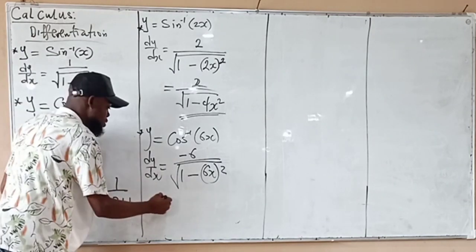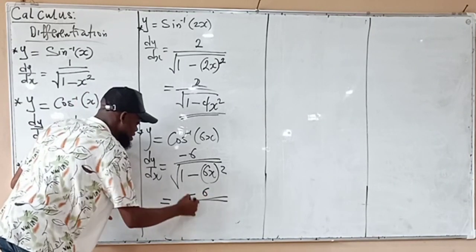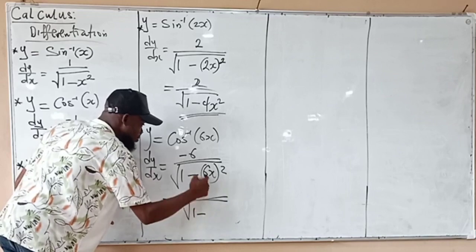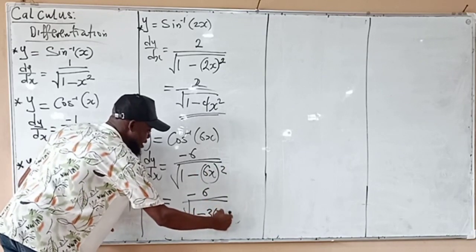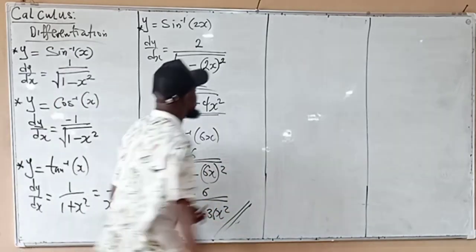Look at it. Then this one is going to give us minus 6 over the square root of what? 1 minus what? What is 6 squared? 36. Answer.